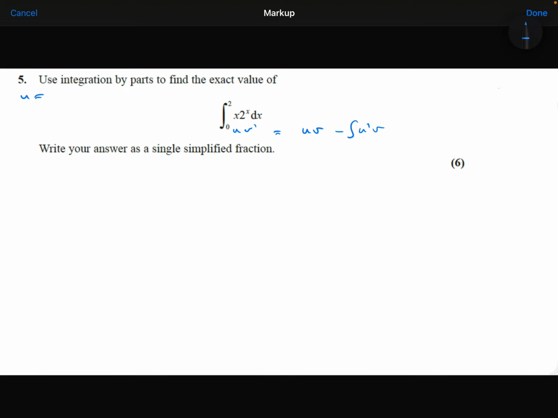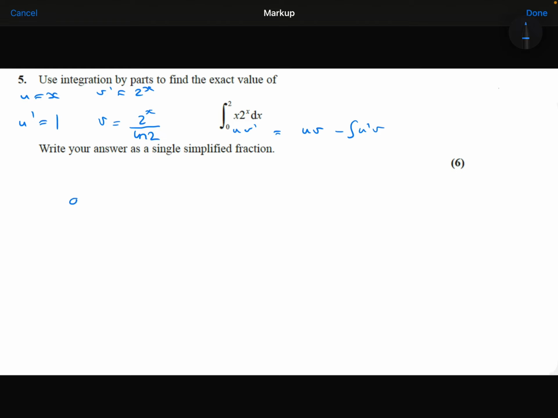So let's let u be x and we'll let v dash be 2 to the power x. Differentiating the u function, differentiating x, I get 1. Integrating 2 to the power x, this is a bit tricky. You might not have seen this before, but we'll get 2 to the power x divided by ln2. Let me just explain that a little bit.